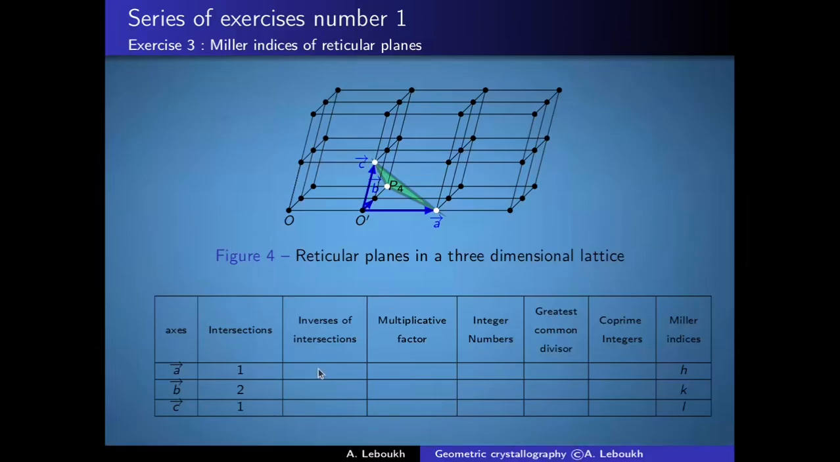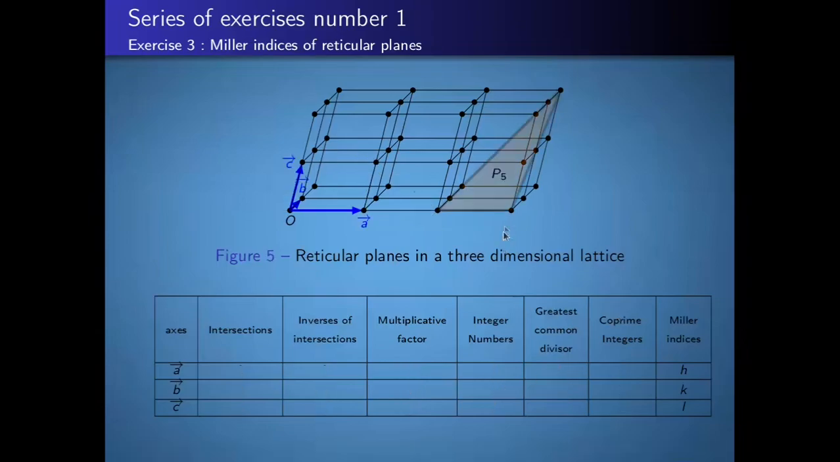The inverses of intersections are 1, 1/2, 1. Here we have a fraction. We have to multiply by a multiplicative factor, which is here 2. And we find the integer numbers 2, 1, 2. The greatest common divisor here is also 1, and we find that the three coprime integers are 2, 1, 2, and are the Miller indices.